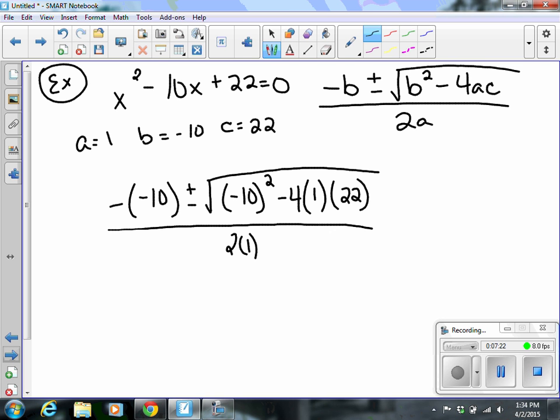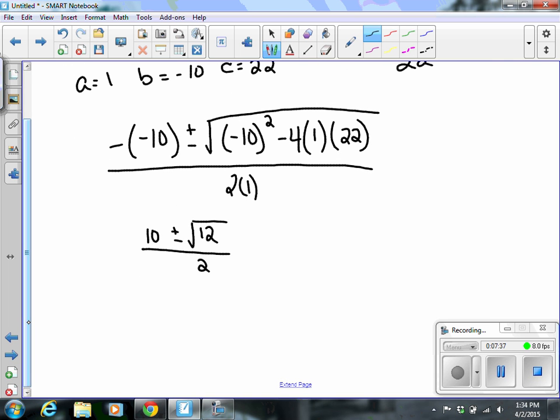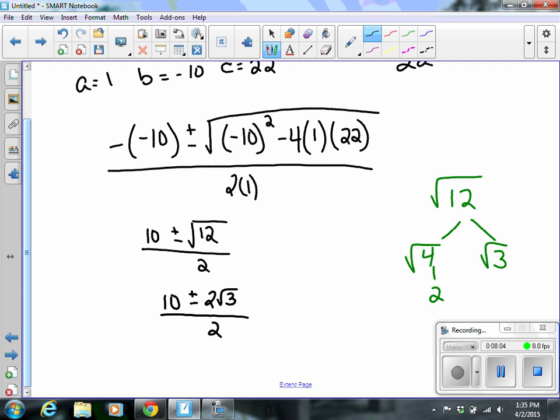I'm going to go ahead and simplify underneath my radical. So I have 10 plus or minus the square root of 12 all over 2. Now here's where the new part comes into play. 12 is not a perfect square, but I can simplify this square root of 12. I can break this down into the square root of 4 and the square root of 3. Well, the square root of 4 is a 2. So my answer then is going to simplify to 10 plus or minus 2 square root 3 all over 2.